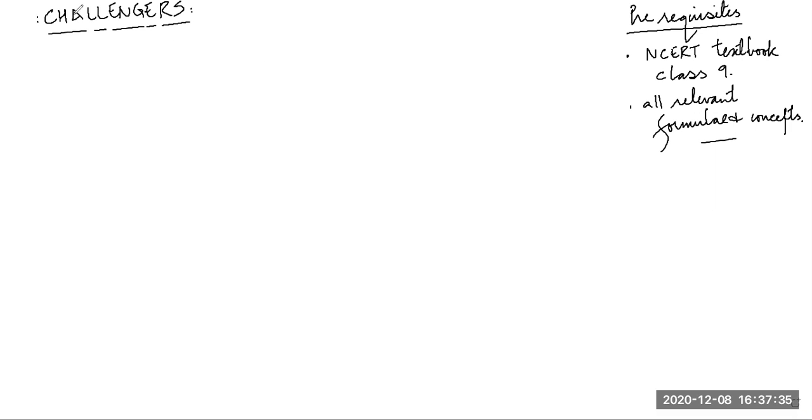Today we are going to have a lecture on this topic, linear equations in two variables, class 9. So we name them challenge questions. They are really good questions, but any student who is interested in watching this lecture should first complete the prerequisites of the NCERT textbook class 9, and should be conversant with all the relevant formulae and concepts, and only then go for this video. All right, they're really good sums. Let's do them one by one.